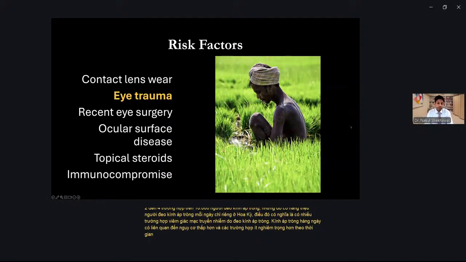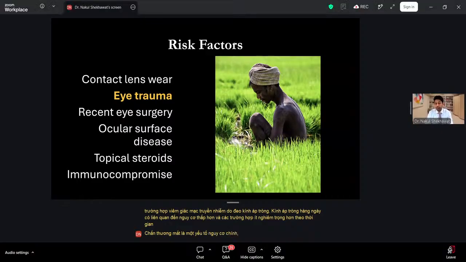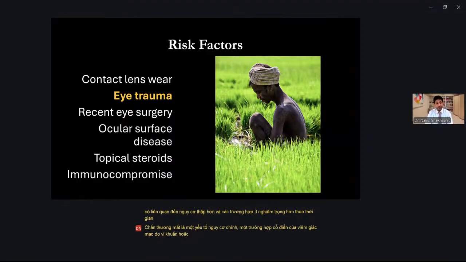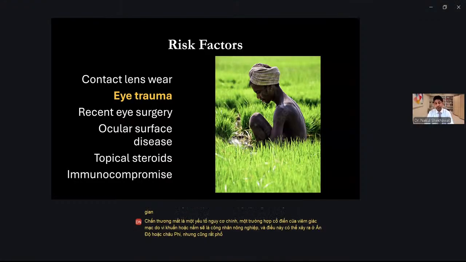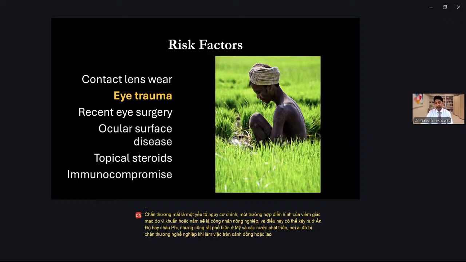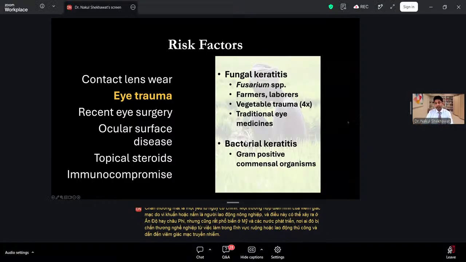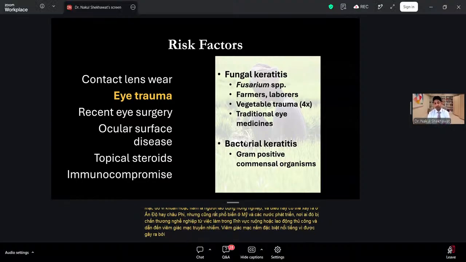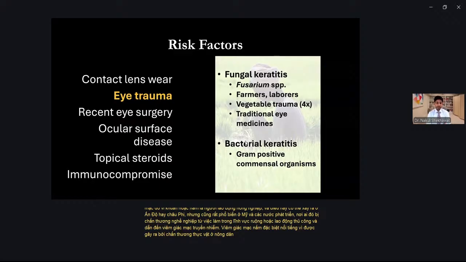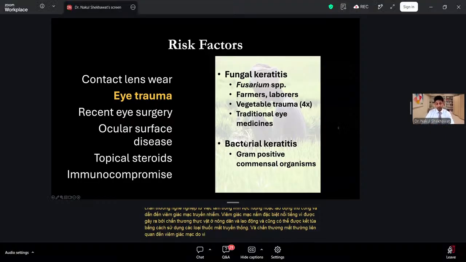Ocular trauma is a major risk factor. A classic case of bacterial or fungal keratitis would be an agriculture worker, and this can happen in India or Africa, but also very commonly in America and developed countries as well, where somebody has an occupational injury from working in the fields or working manual labor, and that results in infectious keratitis. Fungal keratitis in particular is notorious for being caused by vegetable matter trauma in farmers and laborers and can also be precipitated by use of traditional eye medications. And ocular trauma more commonly is associated with bacterial keratitis caused by gram-positive commensal organisms.